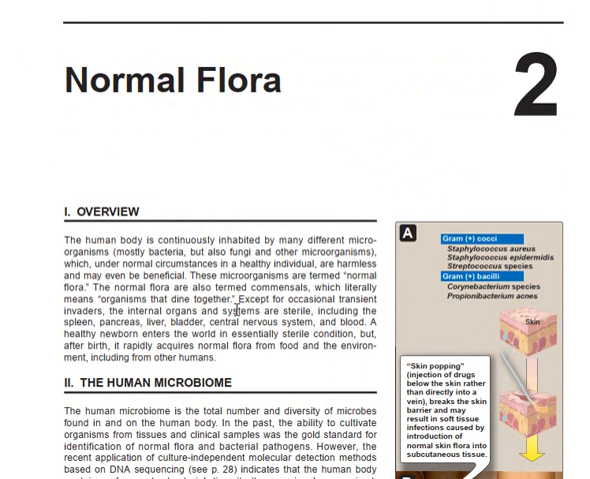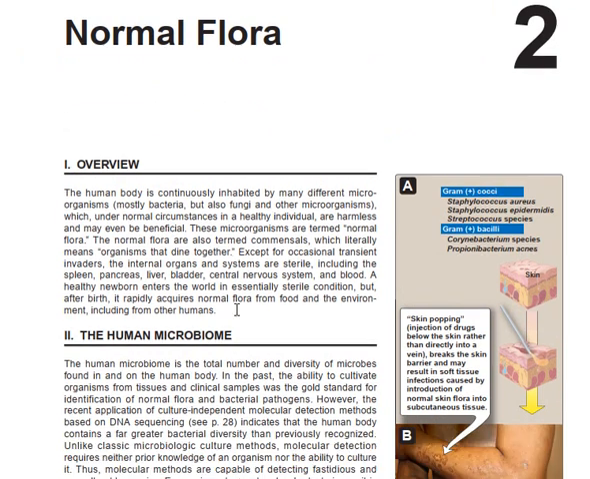Now the next one inside the introduction chapter is normal flora. What is the normal flora? The human body is continuously inhabited by many different microorganisms, mostly bacteria, but also fungi and other microorganisms. So it means that the normal flora are those microorganisms which are just living inside the body, in a relationship with the host, that is the human body. And that relationship can be either commensalism or mutualism. So that relationship is a symbiosis.